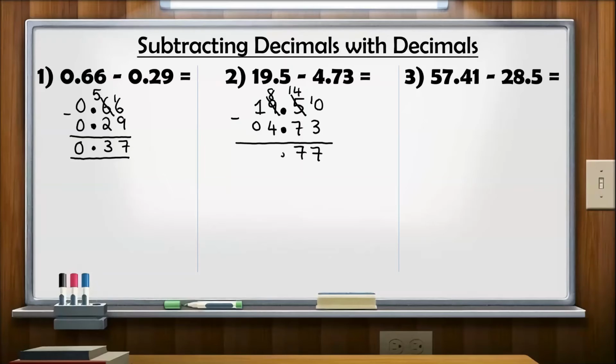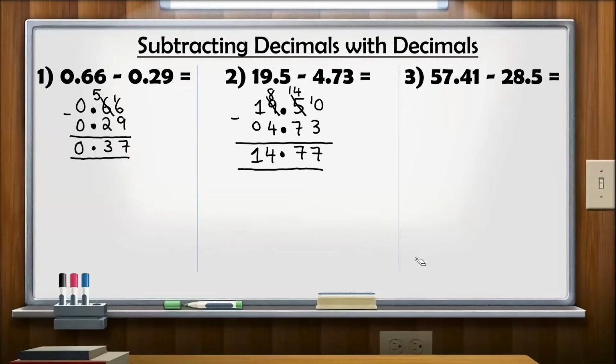My decimal point does not move, so that stays where it is. 8 take away 4 is 4, and 1 take away 0 is 1. So the answer to 19.5 subtract 4.73 is equal to 14.77. So moving on to my final example, 57.41 subtract 28.5.